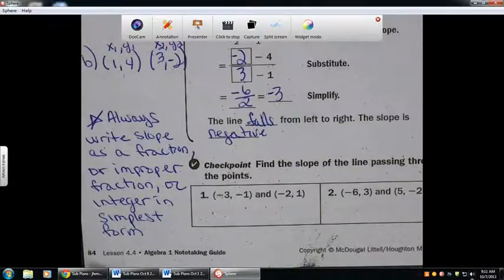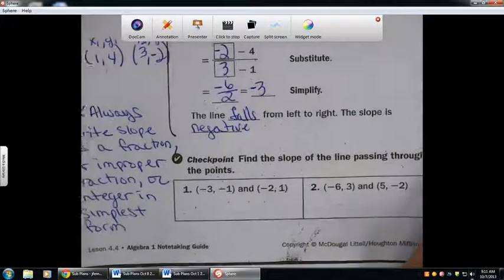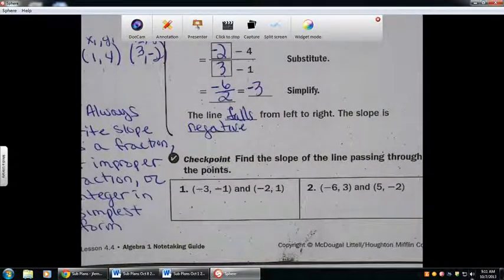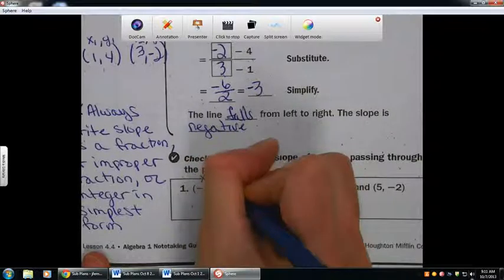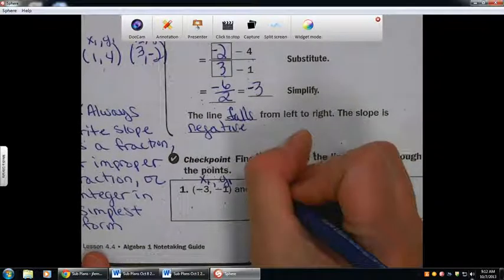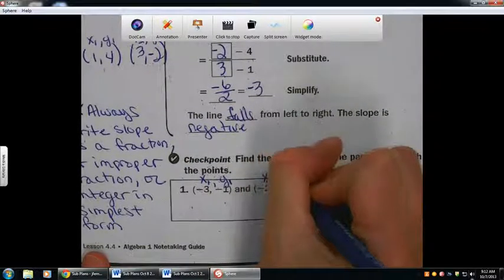In the checkpoint, if you need to pause it, just to catch up, go ahead and do that, and then we're going to look at the checkpoints. So with your partners, I would like you to do the checkpoints 1 and 2. Before you pause it, though, let's label the points as x1, y1, and x2, y2 together. The first point I'm going to label as x1, y1, and the second point as x2, y2.